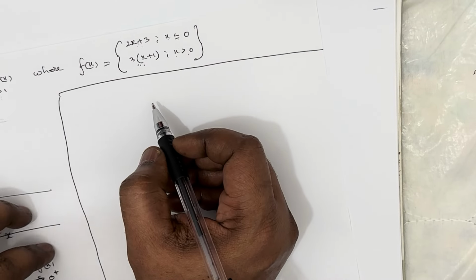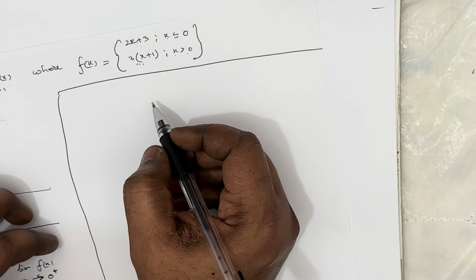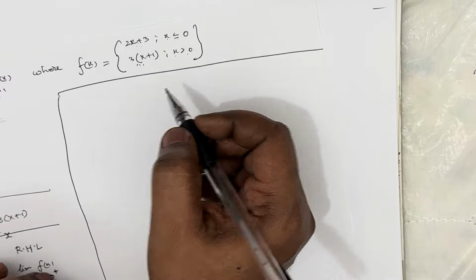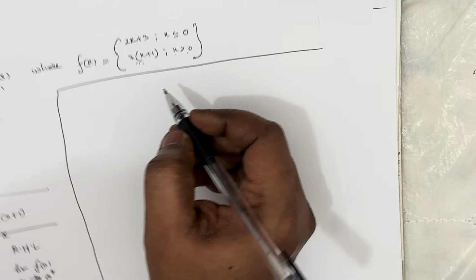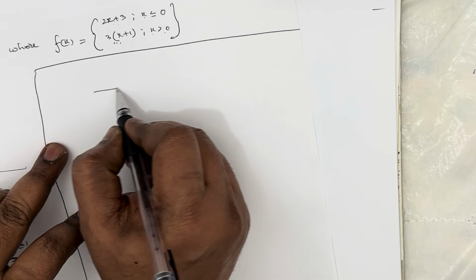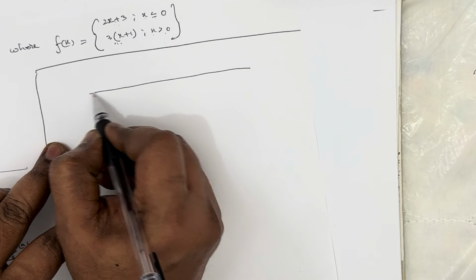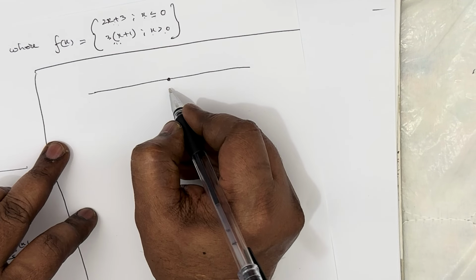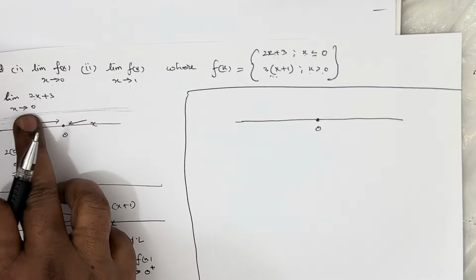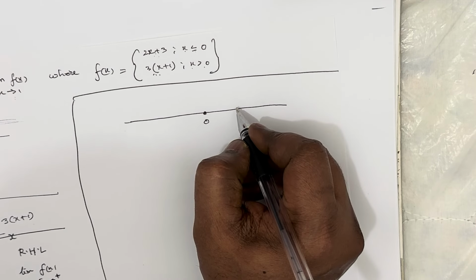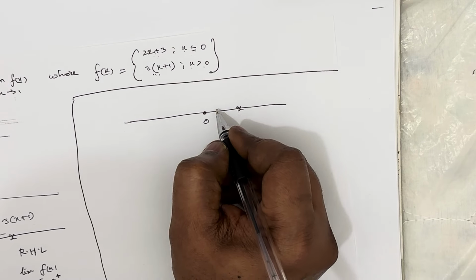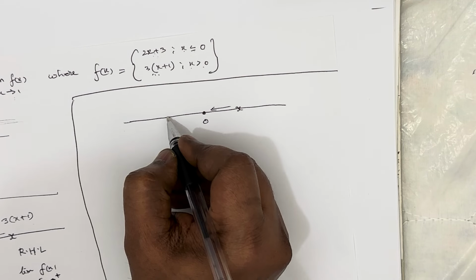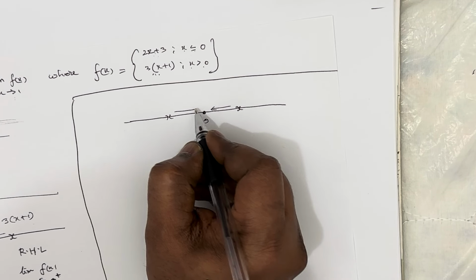Okay, now finding the limit using the h method. Using h, you see, if this is the number line and this is the point 0, x tends to 0. Now x is approaching from the right side towards 0 and from the left side towards 0.